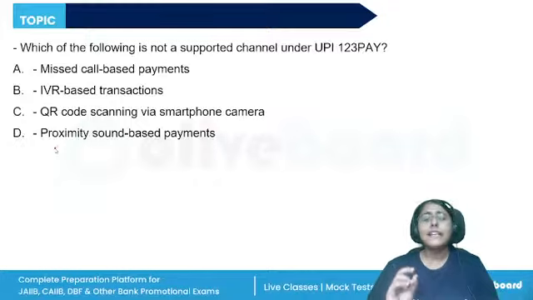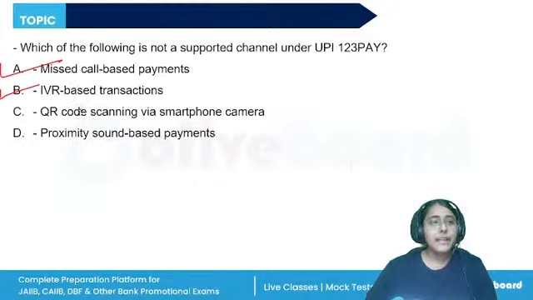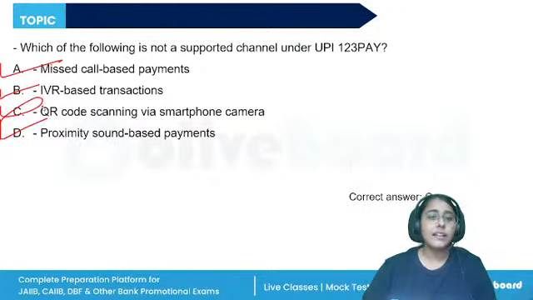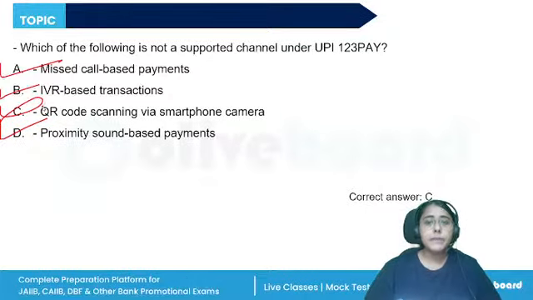Which of the following cannot be done? Missed call based payment, IVR based transaction, QR code is not allowed, proximity sound based payments are allowed. So through the IVR number, customers are required to initiate simply a secured call from their registered feature phone to a predefined IVR number, and they will complete the UPI onboarding facility, right?